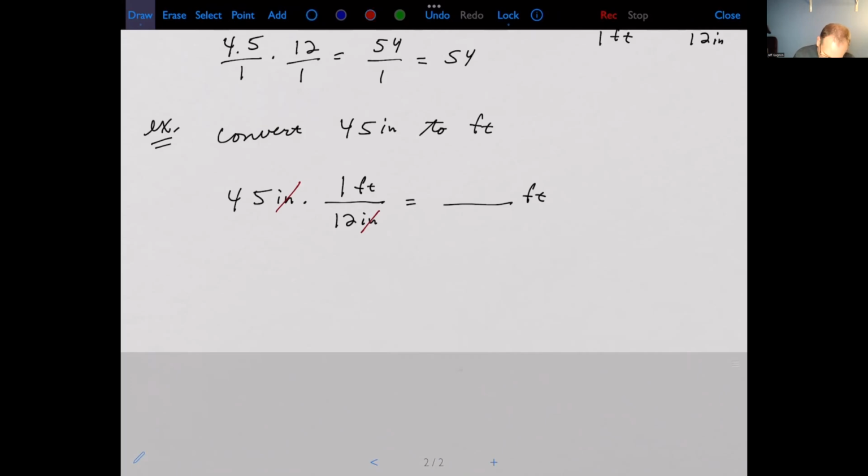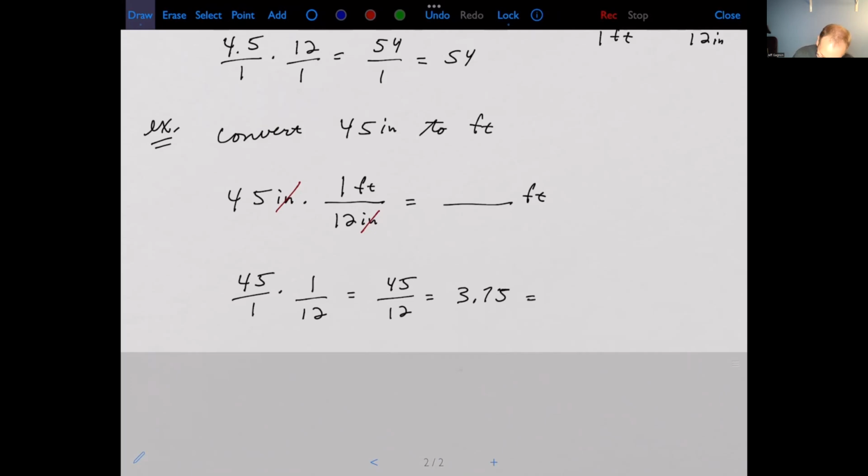So to complete this problem, again, you can think of this as fractions. I have 45 over 1 times 1 over 12. And then if you work this out, let me just multiply numerators. 45 times 1 is 45. 1 times 12 is 12. If I divide that out on my calculator, I'm going to get like 3.75.